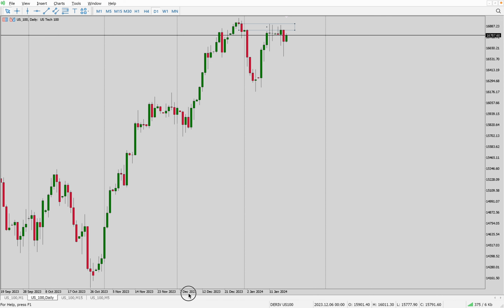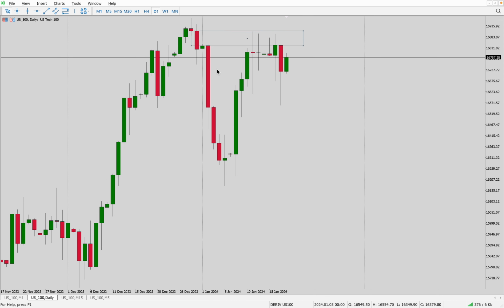Let me zoom in further so you can see properly. This is how I draw my fair value gap. It's from the close of that down close candle to the open of that up close candle. This area in here is imbalanced. The algorithm treats it as an imbalance.